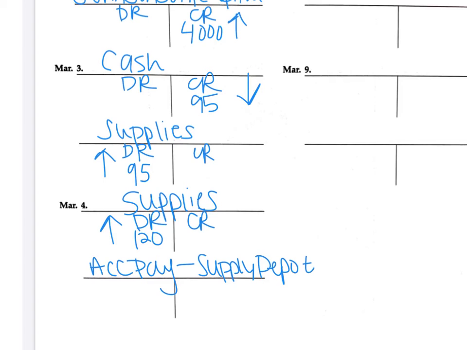And since I increased the left side of my accounting equation, my assets, I need to increase the right side, my liability. Liabilities always increase as a credit because they're on the right side of the accounting equation. So I would credit it for $120. So once again, I still get a debit and a credit that equal the same amount. Two more transactions to go.